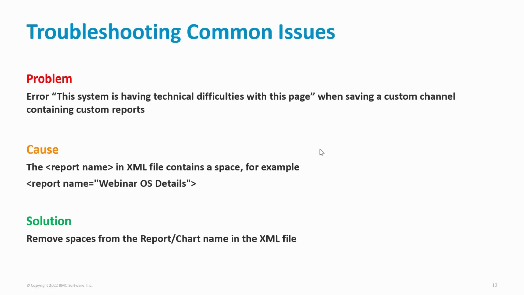The next common issue is the error "This system is having technical difficulties with this page" reported when saving a custom channel which contains custom reports. This error is usually reported when the report name in the XML file contains a space. For example, if you give the report name something like this, webinar space OS space details, then the report will get saved and you would be able to see that when creating a channel. But after adding this report into the channel, when you click on apply, the above error will be reported.